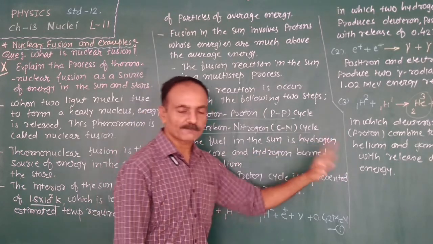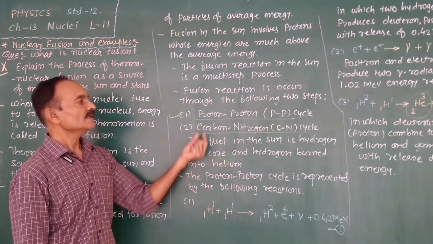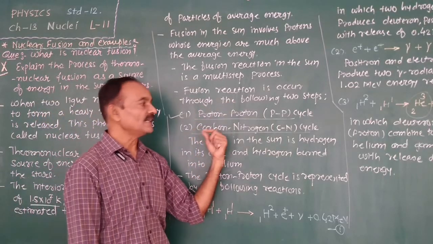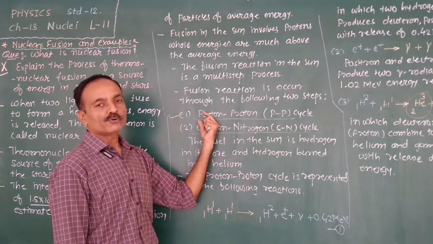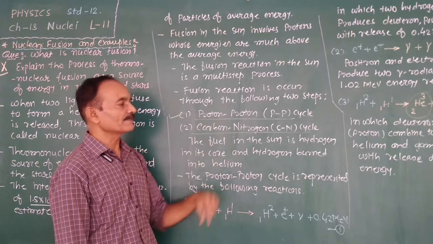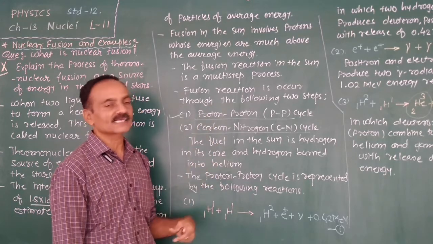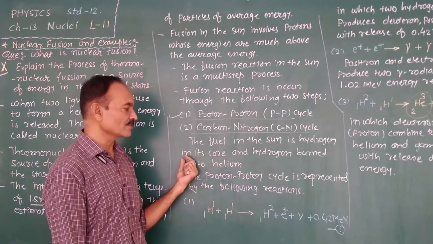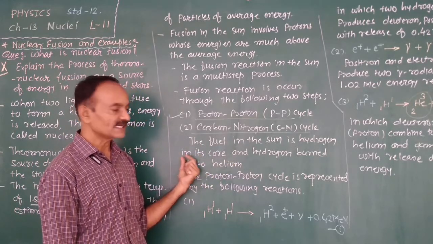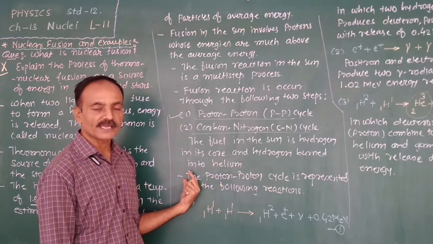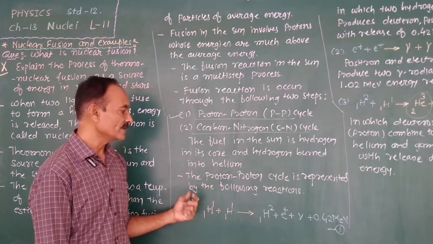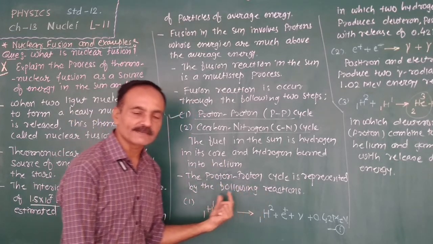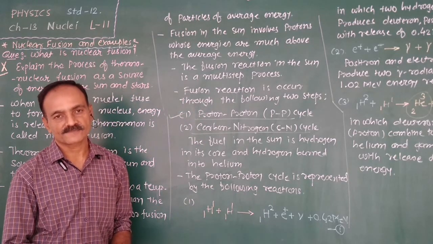First we repeat these three processes again. Here in the sun and the star, two types of cycle take place. One is the proton-proton cycle and the second is the carbon-nitrogen cycle. The fuel in the sun is hydrogen, or the proton, and in its core, hydrogen is burned into helium. Okay. The proton-proton cycle is represented by the following reaction.